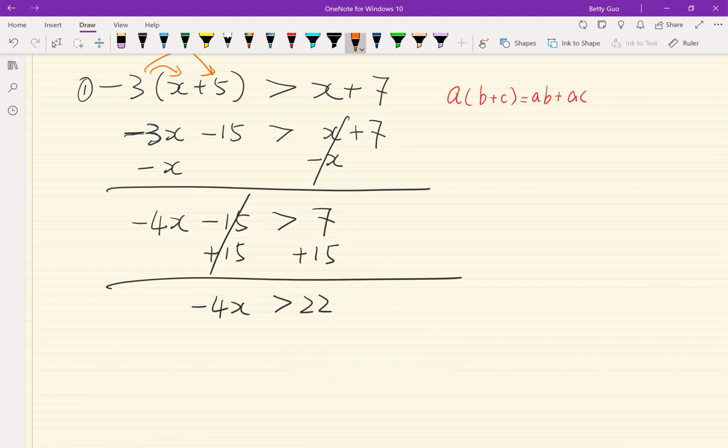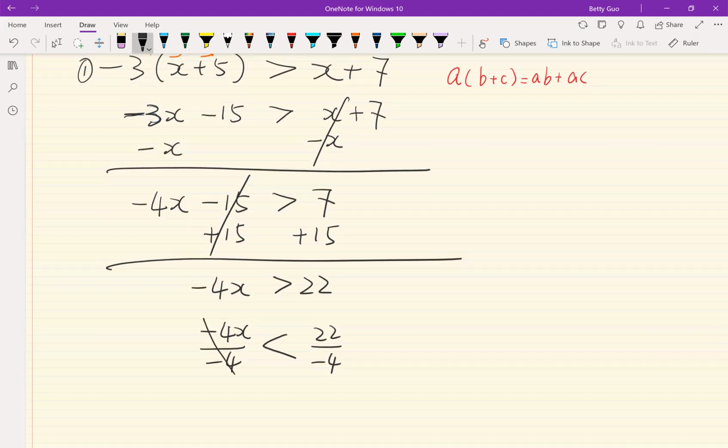Divide both sides by negative 4. Do we need to do something special? Change the direction of the inequality symbol, right? Yeah. Negative 4x. We divide the left hand side, negative 4x by negative 4. Right hand side, 22 by negative 4. But we need to remember to switch the direction of the inequality symbol. We emphasized this yesterday. Okay.